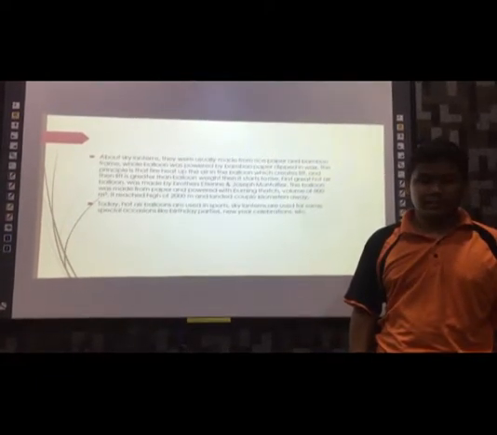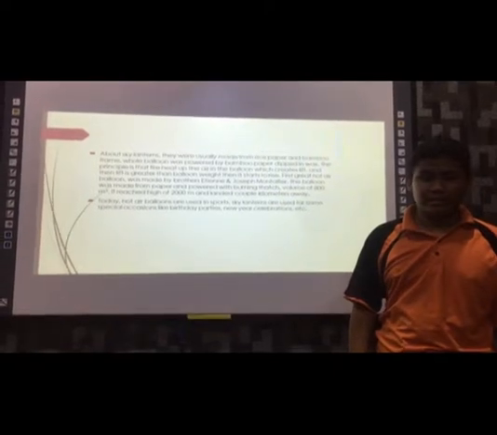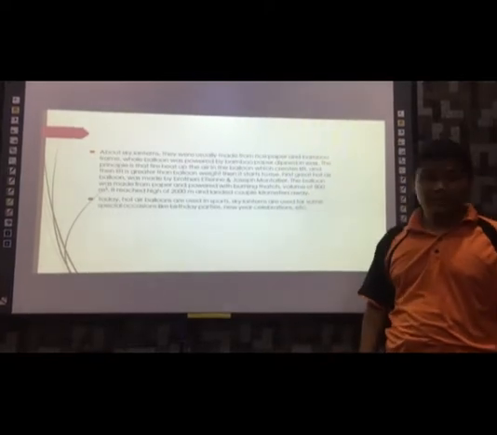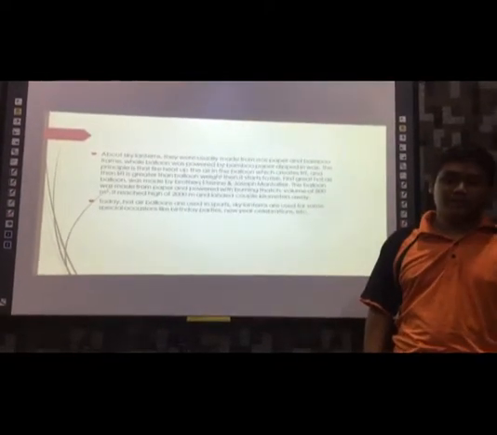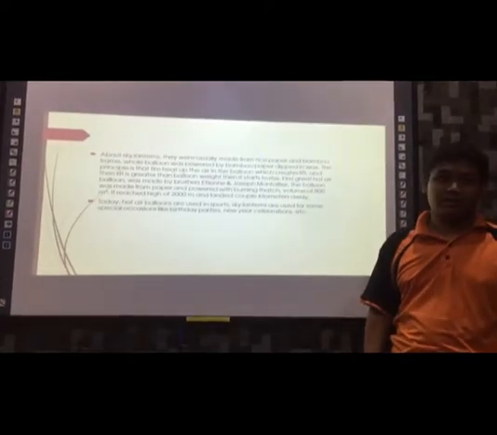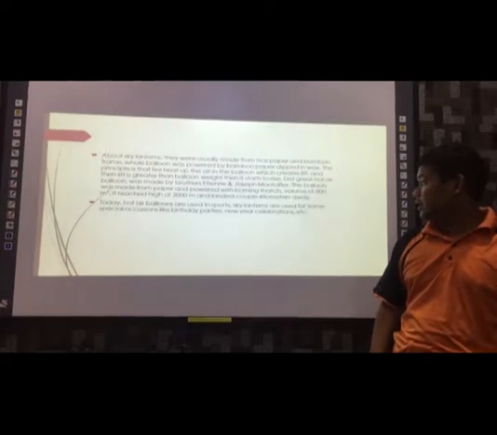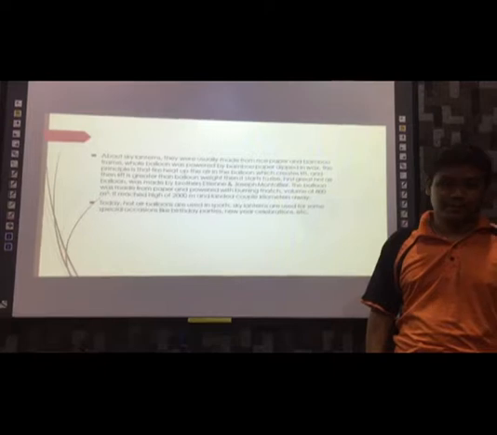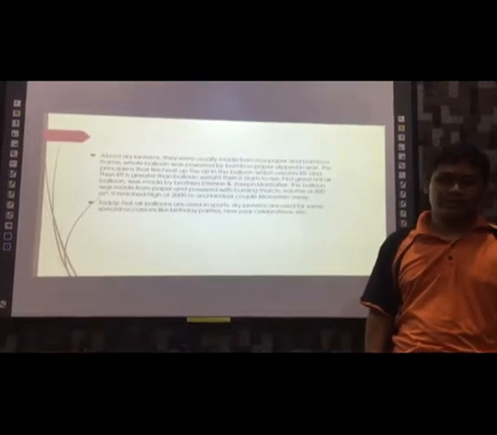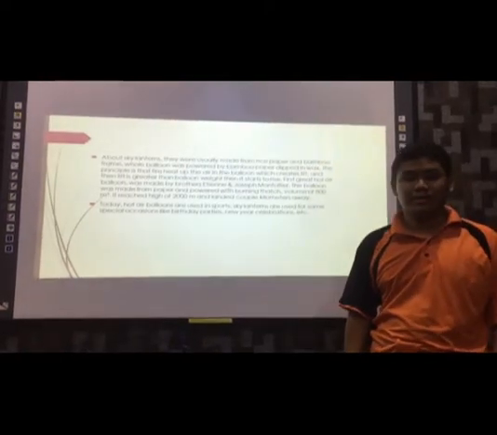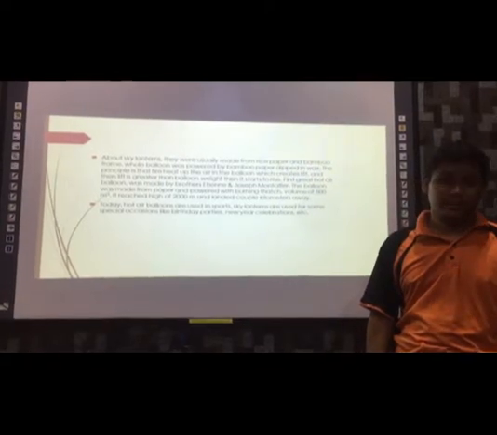The first great hot air balloon was made by brothers Etienne and Joseph Montgolfier. The balloon was made from paper and powered with a burning torch. It had a volume of 800 cubic meters. It reached a height of 2,000 meters and landed a couple of kilometers away. Today, hot air balloons are used in sports. Sky lanterns are used for special occasions like birthday parties, New Year celebrations, and so on.